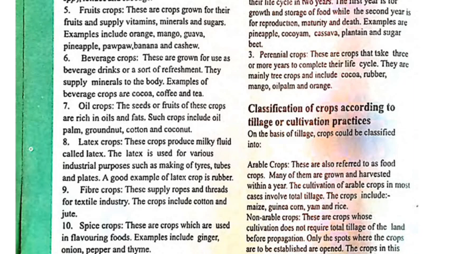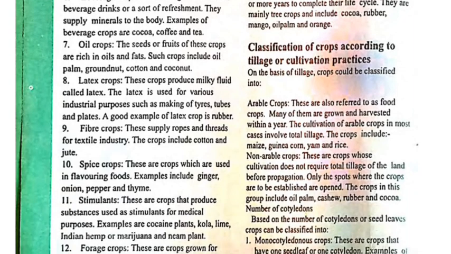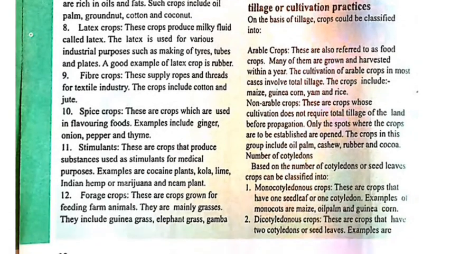So you have latex crops. These crops produce milky fluid called latex. This latex is used for various industrial purposes, such as making of tires, tubes, and plates. A good example of latex crop is rubber. We also have fiber crops. Number 9. These supply ropes and thread for textile industry. The crops include cotton and jute.